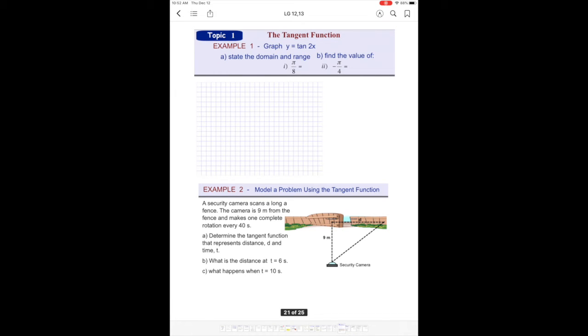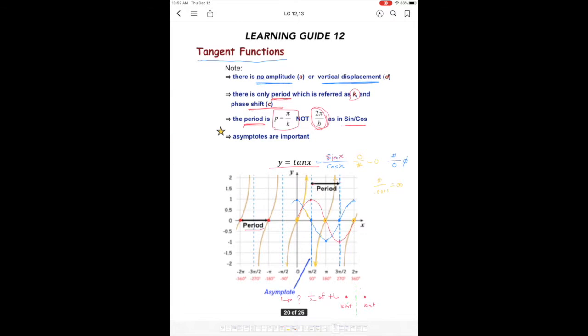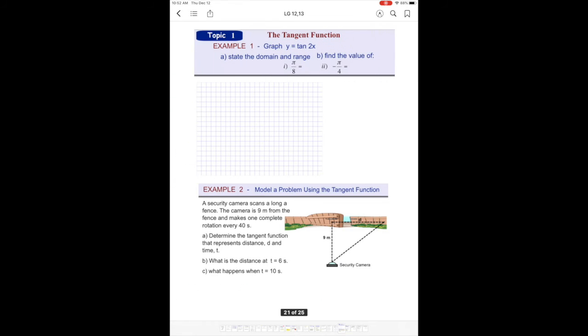All right, so let's look at a diagram here, and just draw one out. Okay, so the first thing is, we are going to graph this function right here. Remember, there's no A, there's a B, there's a C, and there's no D.